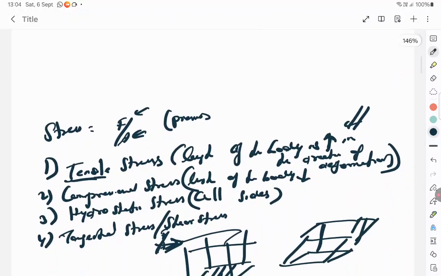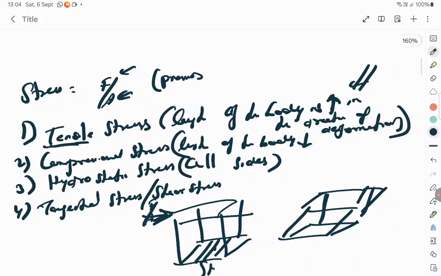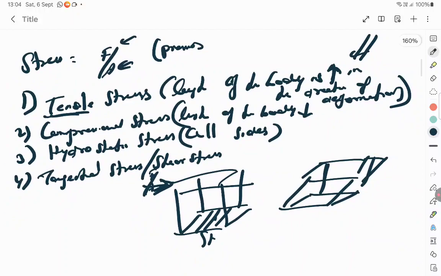Stress is just force by area, which is nothing but pressure. Different types of stress can be applied: a tensile stress and a compressional stress. A tensile stress is when the length of the body is extended. A compressional stress is when the length of the body is reduced, compressing it. Hydrostatic stress is when the force is applied in all directions. You can imagine a gas exerting pressure on all six sides of a cube. So on all sides, it's known as hydrostatic stress.